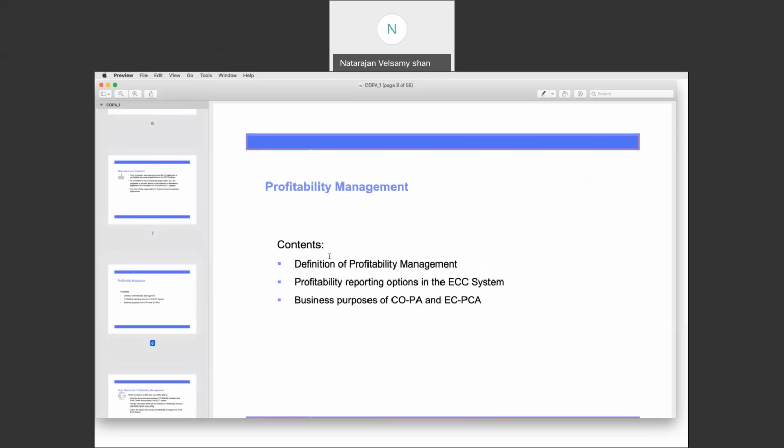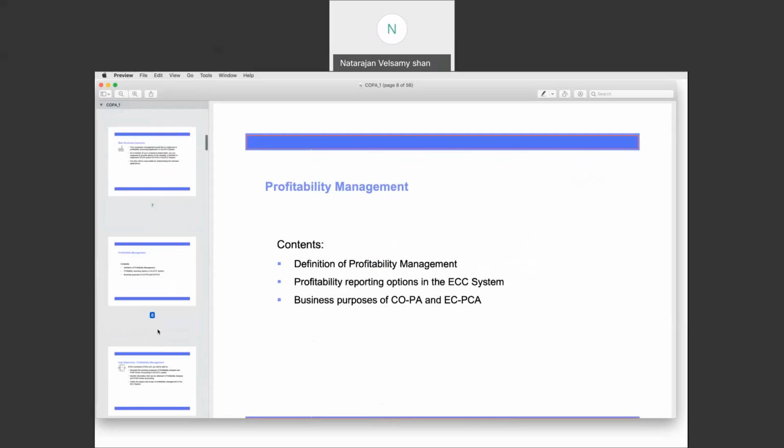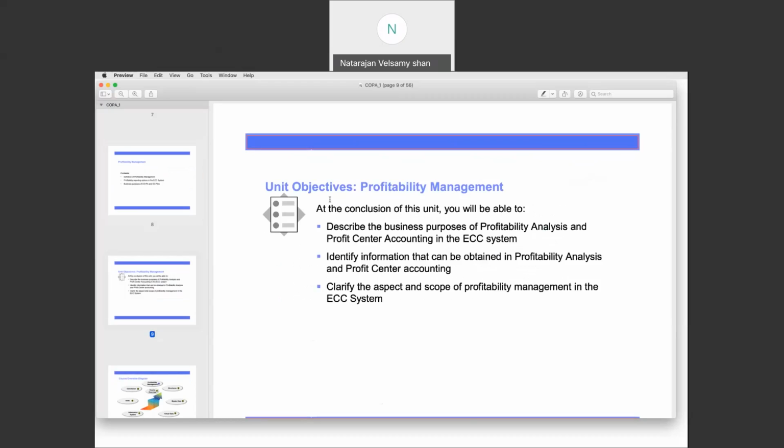Profitability management contents: definition of profitability management, profit reporting options, business purposes of COPA and ECA. Unit objectives: at the conclusion of this unit, you will be able to describe business analysis of center, clarify the aspect and scope of ECC system. Now we go to the profitability management.